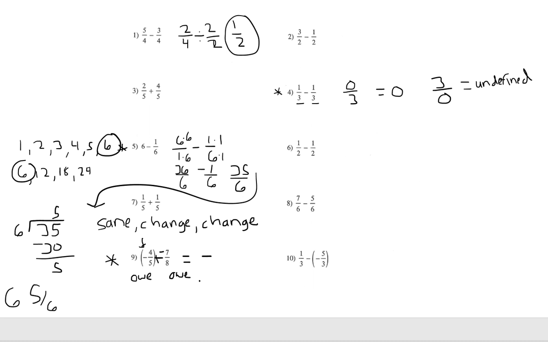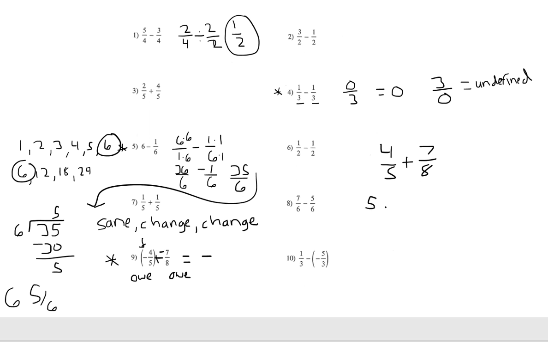Now let's figure out what our answer should be. So to figure out how much we owe, we have to take the 4/5 and we have to add the 7/8. Okay, now in order to add these two fractions, we need to find a common denominator.